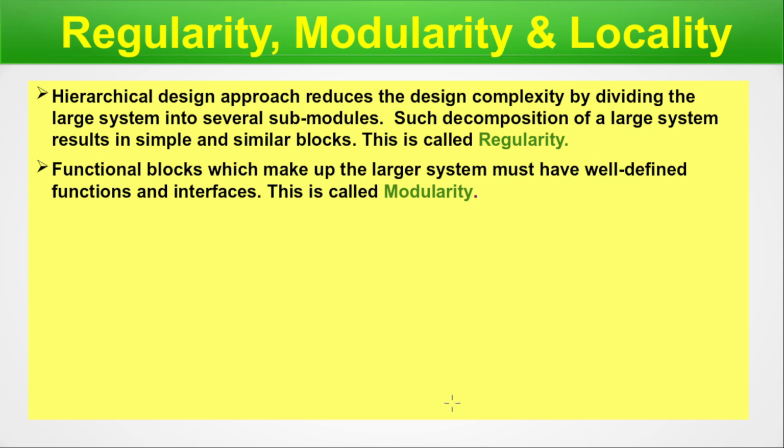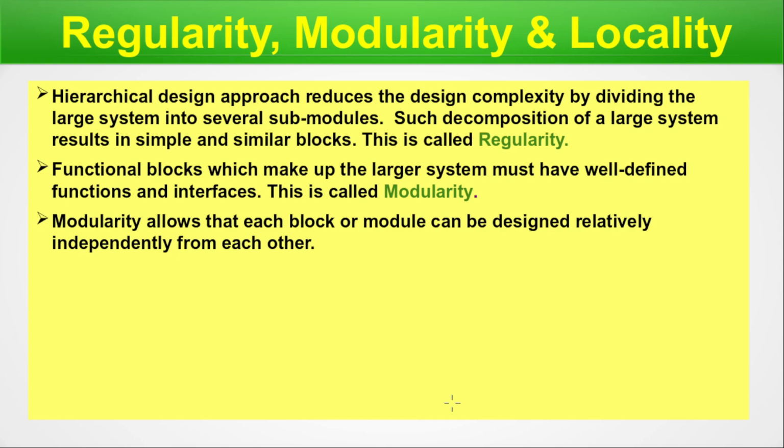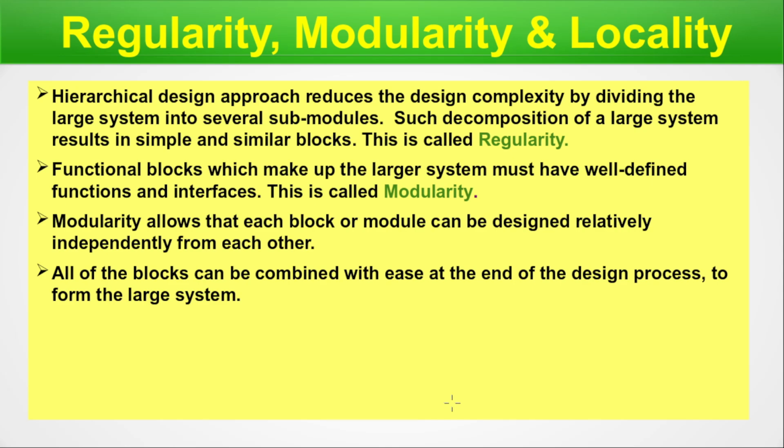Functional blocks which make up the larger system must have well-defined functions and interfaces. This is called modularity. And modularity allows that each block or module can be designed relatively independently from each other. Every functional block has well-defined functions and interfaces. We know where to place them. They are not dependent on other modules or other blocks. So that independence is important, so that we can place it where it is required. It's not that we use a module and need to use another module which is not required. So every module should be well defined with its functions and interfaces. All of the blocks can be combined at the end of the design process to form a large system.